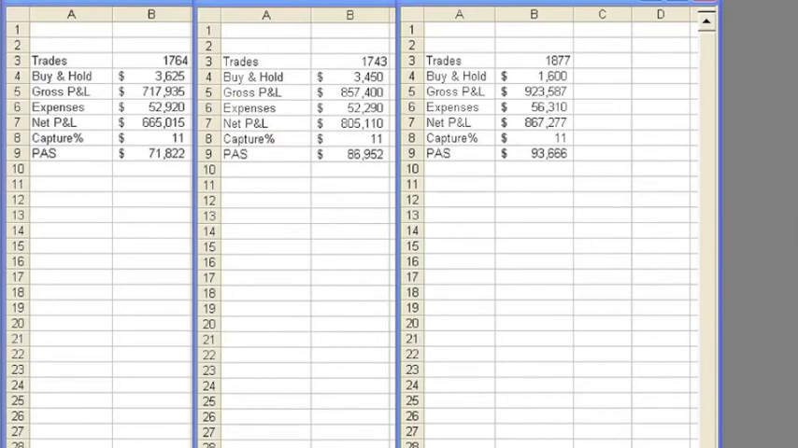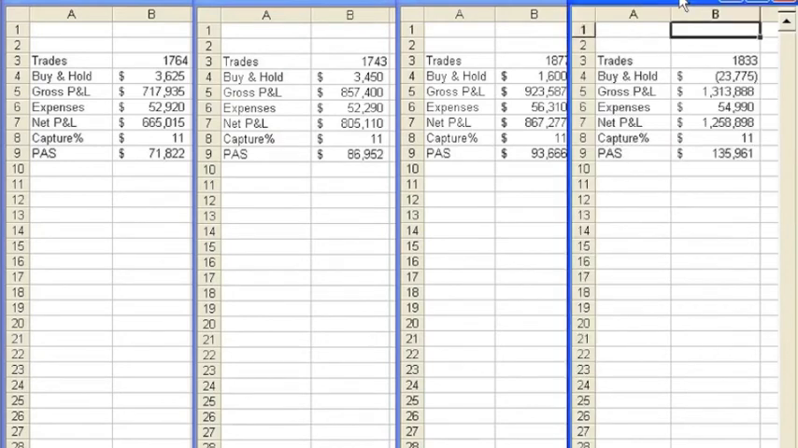Let's take a look at the euro. Okay, just brought up the euro. And of course, the buy and hold on the euro, it's negative, which makes sense considering what's all going on in regards to the currency crisis over in Europe with the euro. You can see the buy and hold produced nearly $24,000 in loss. However, actively trading it, giving us a PAS value of $135,000.